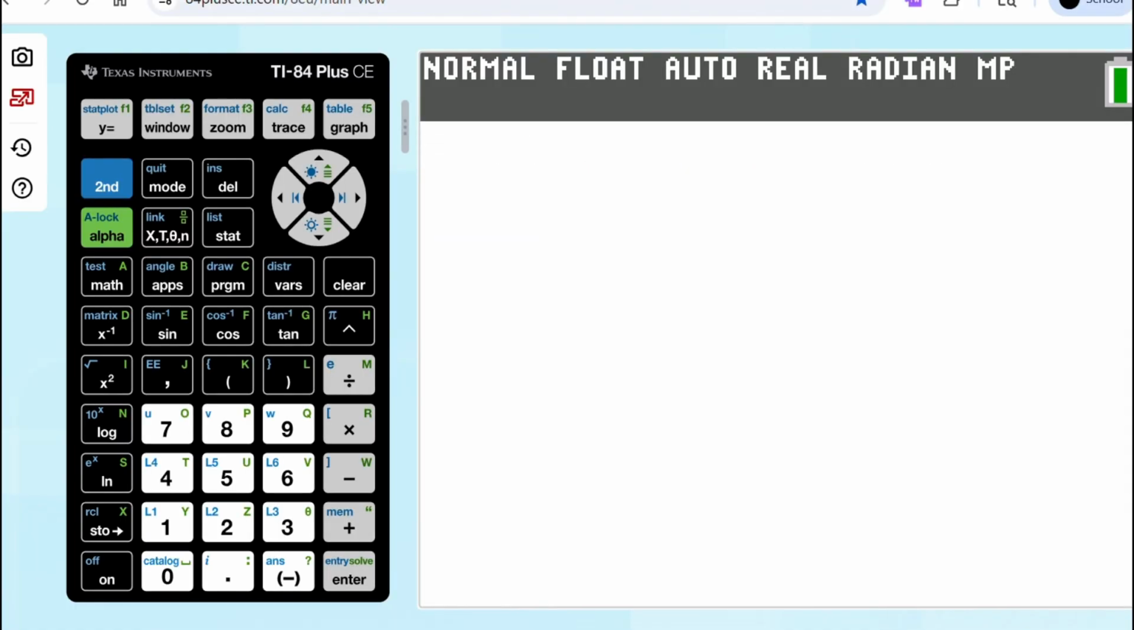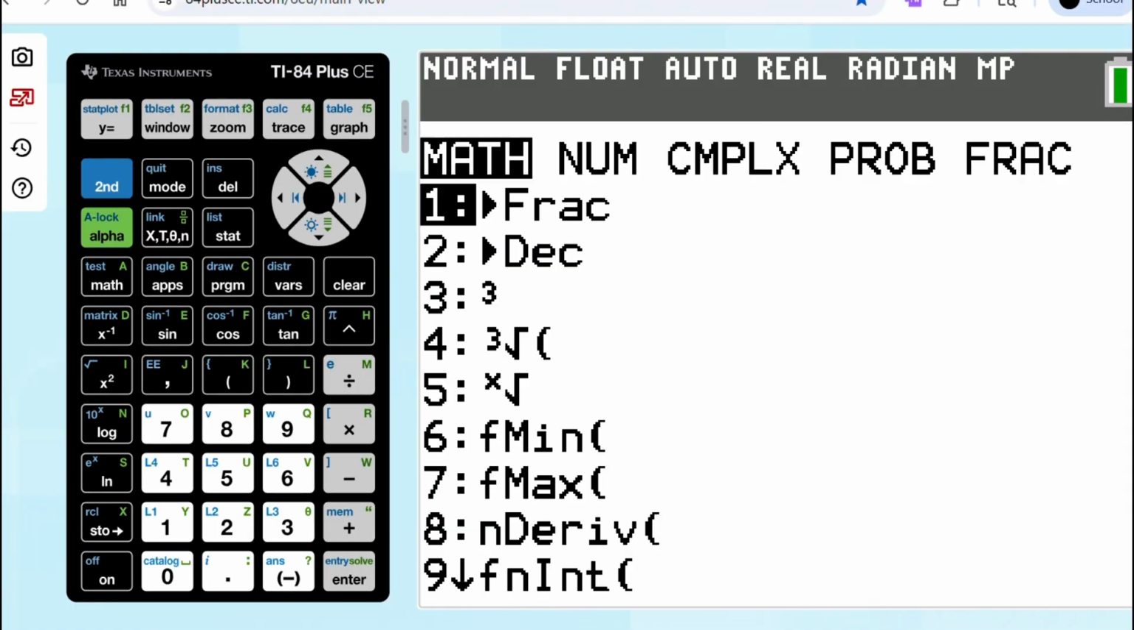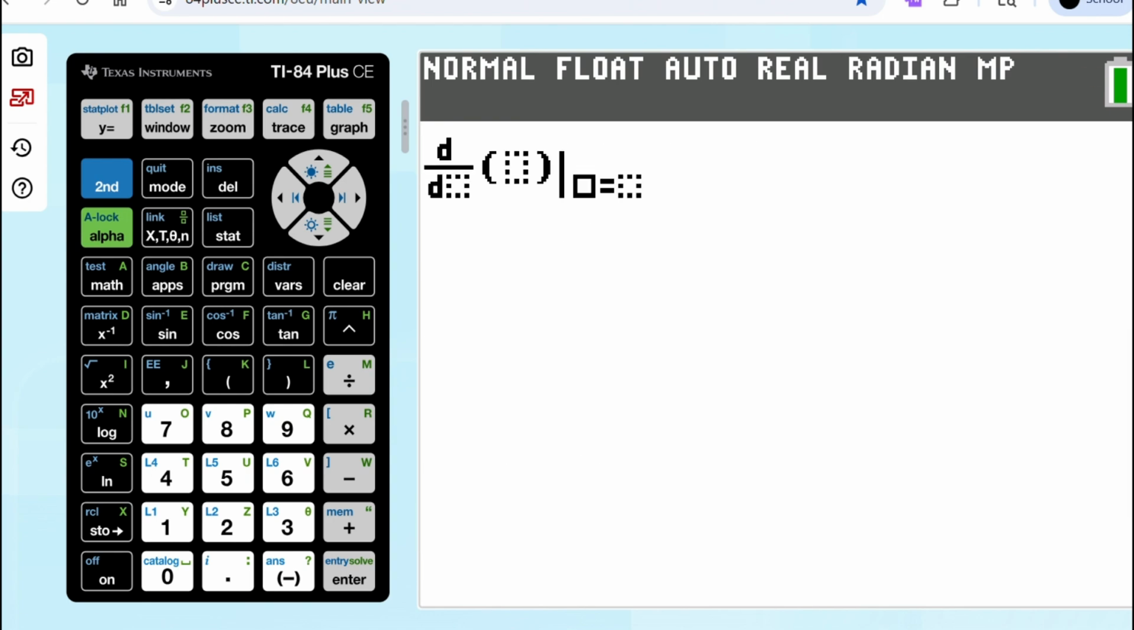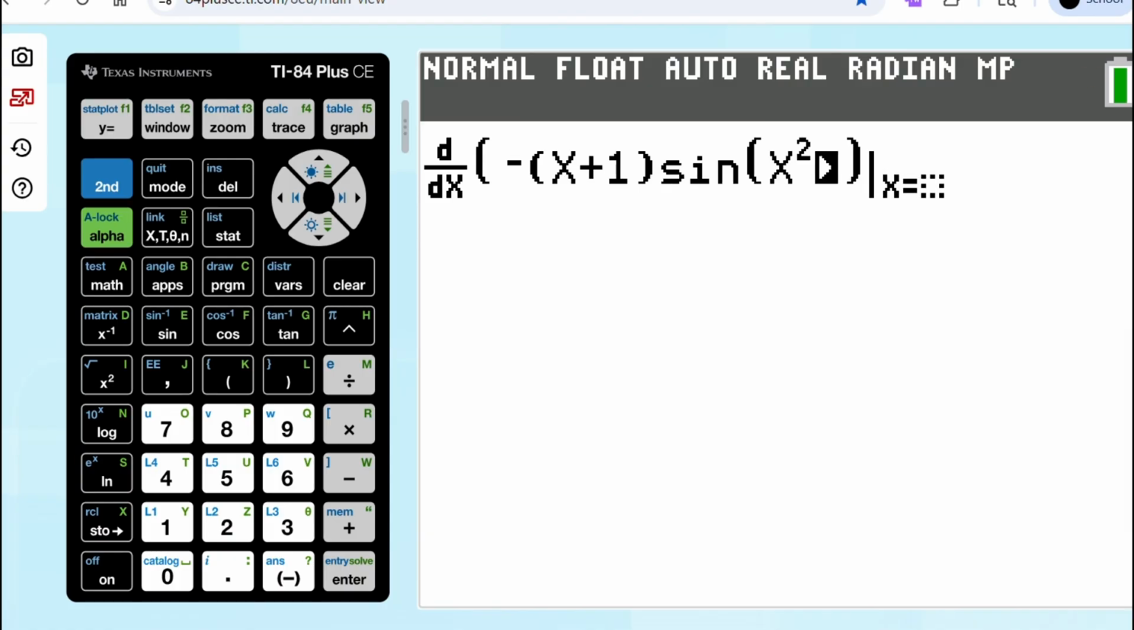So we'll use our graphing calculator, and we'll say math, and we'll go down to option number 8, nDeriv, and we'll take the derivative with respect to x of our velocity function, which was negative t plus 1, and we'll use x plus 1 here. And then it's the sine of x squared over 2.